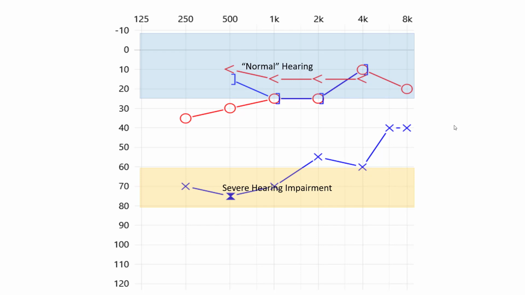We call this kind of loss, as stated before, a conductive hearing loss. There's a problem conducting the sound into the inner ear. In this case, the patient has a severe conductive hearing loss on the left side and near normal, but perhaps we would describe it as a mild hearing loss in the right ear.